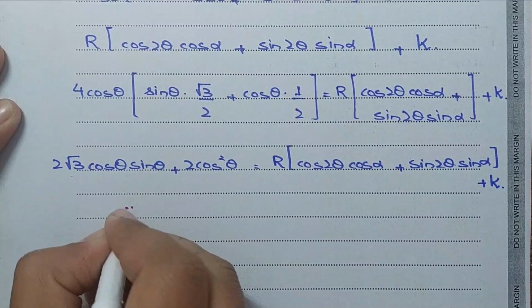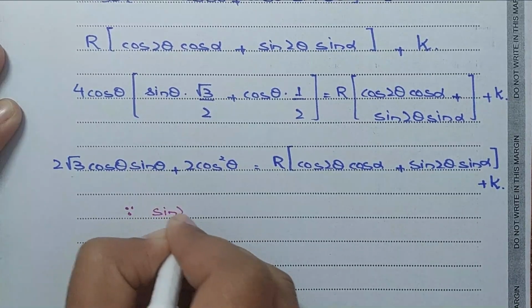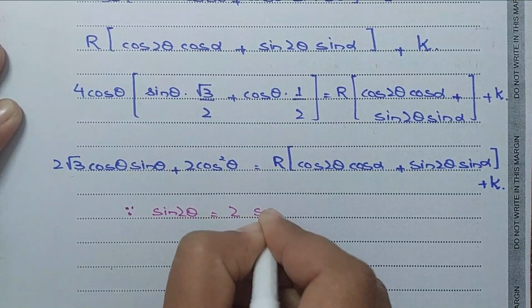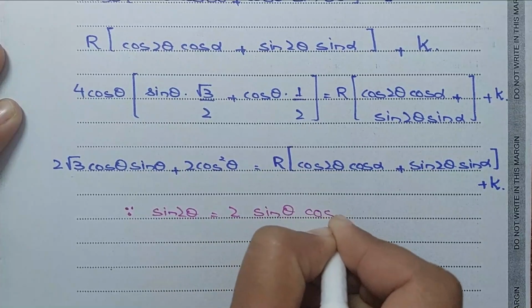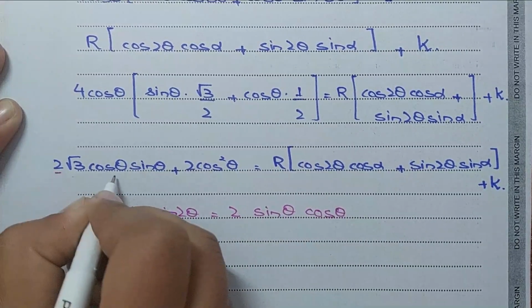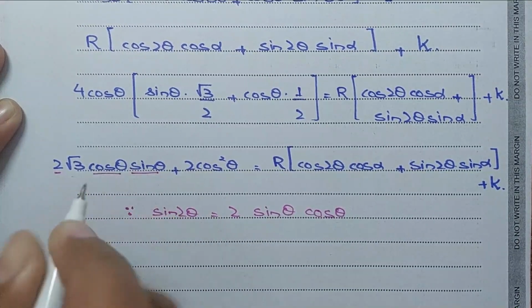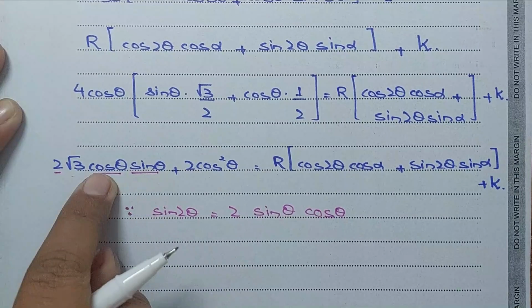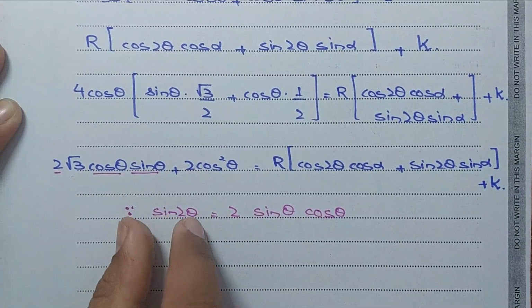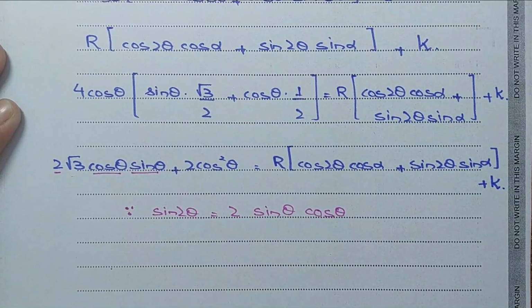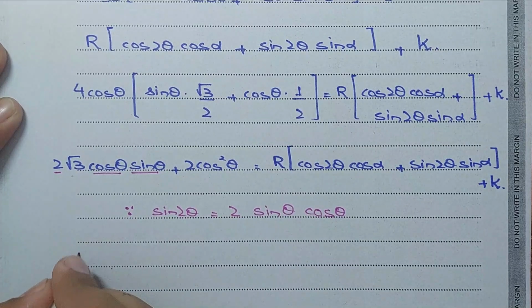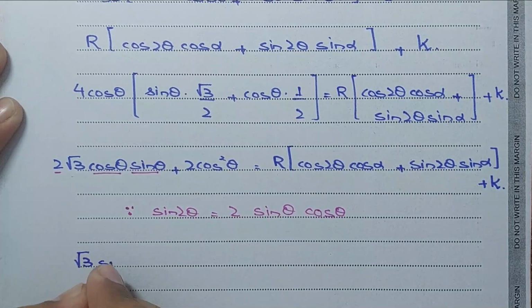So what is the formula for sine 2 theta? Sine 2 theta is 2 sine theta cos theta. So this is 2, this is sine theta, and this is cos theta. We can make 2 sine theta cos theta this term as sine 2 theta with square root of 3. Yes, we can do this. Square root of 3 and sine 2 theta.